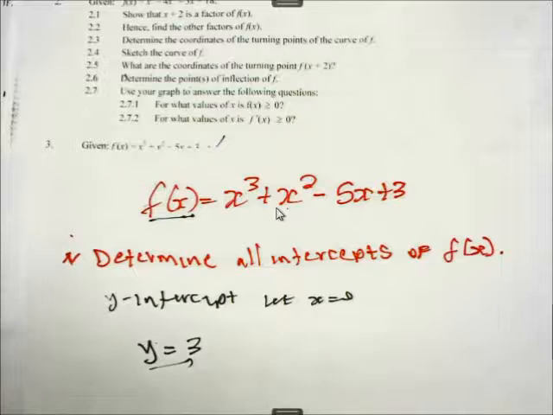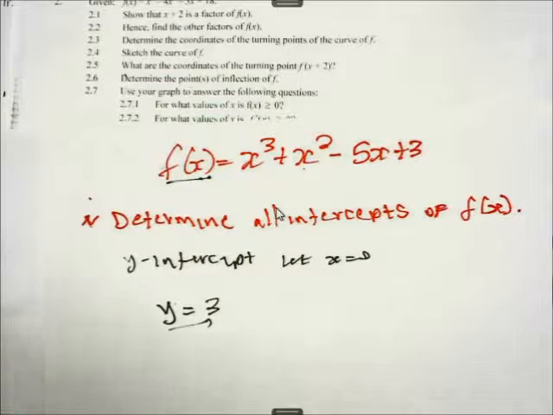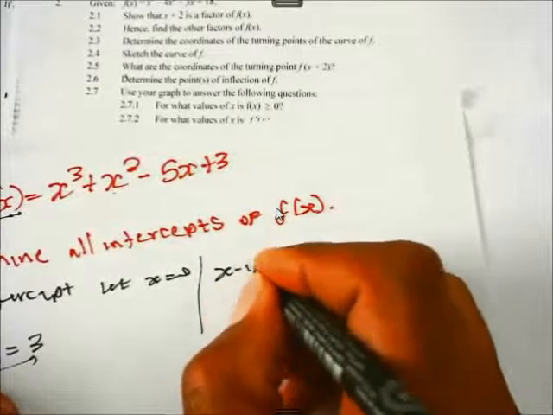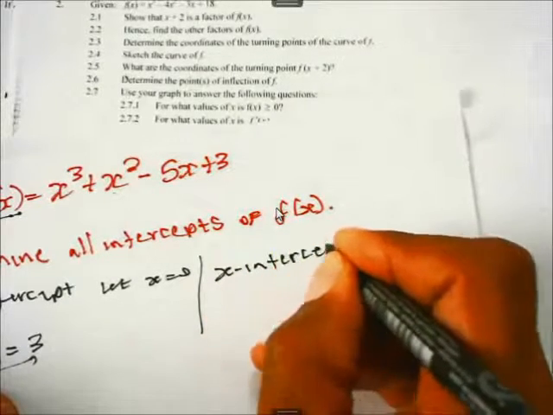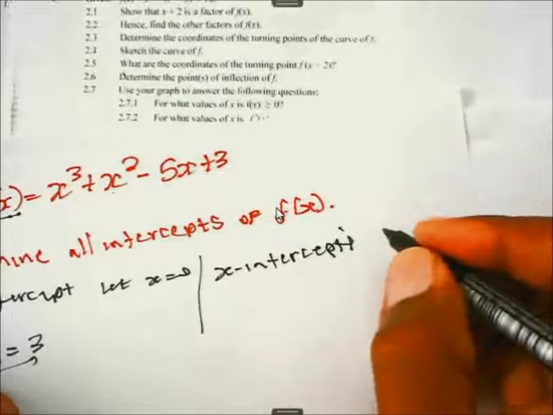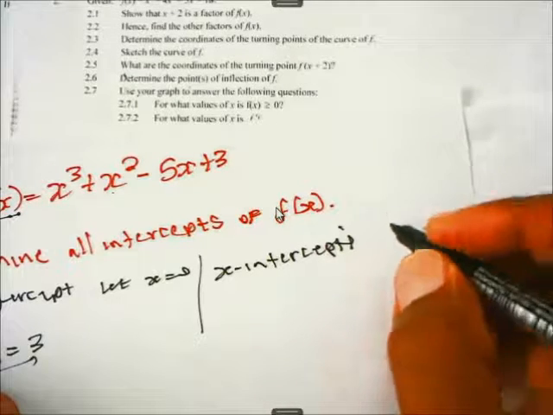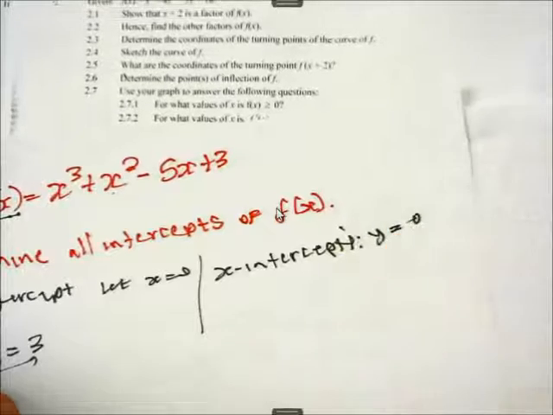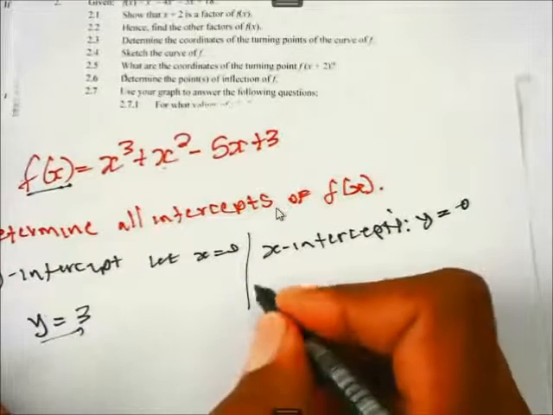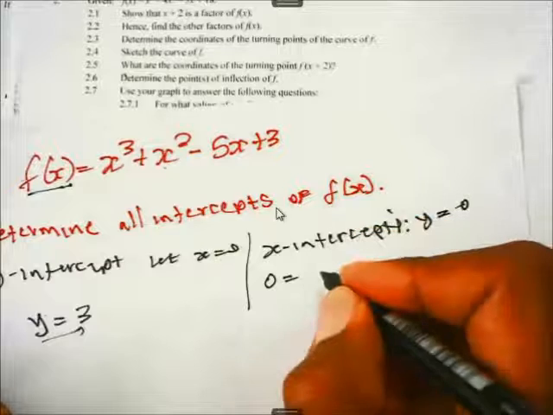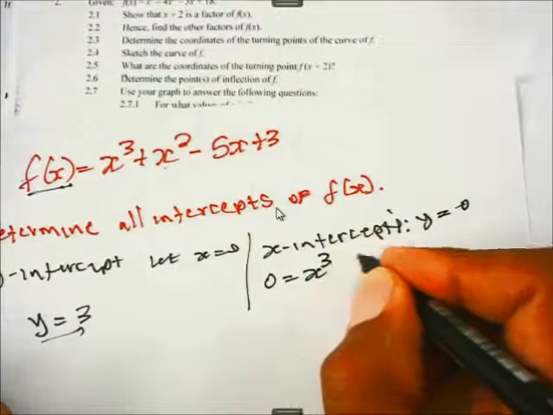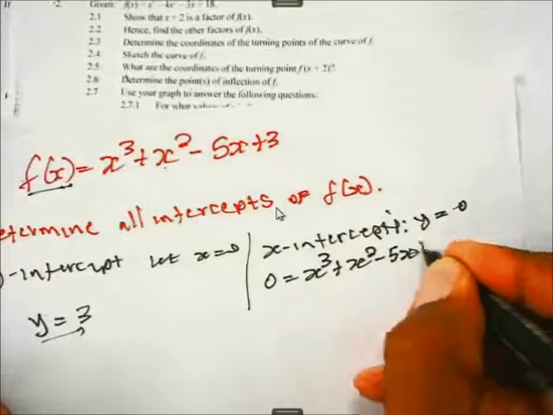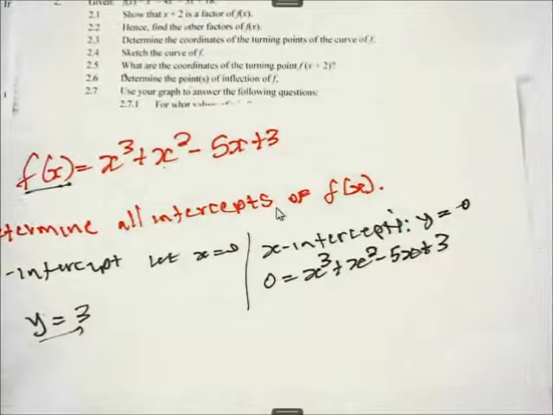Is that correct? Good. Now we must look for the x-intercept, right? What do you know with regard to the x-intercept? I know that y is supposed to be what? Y is supposed to be 0. Of course, here we have 0 is equal to x to the exponent of 3 plus x squared minus 5x plus 3. Right, that's what you have here.